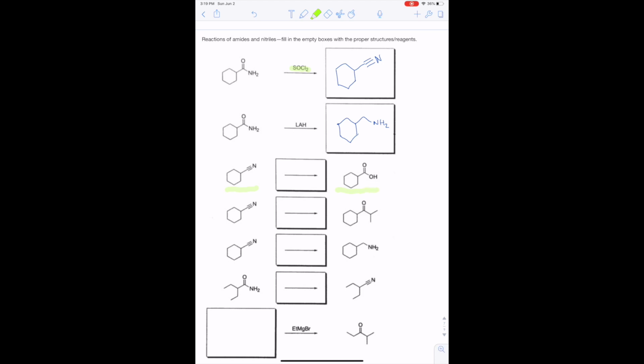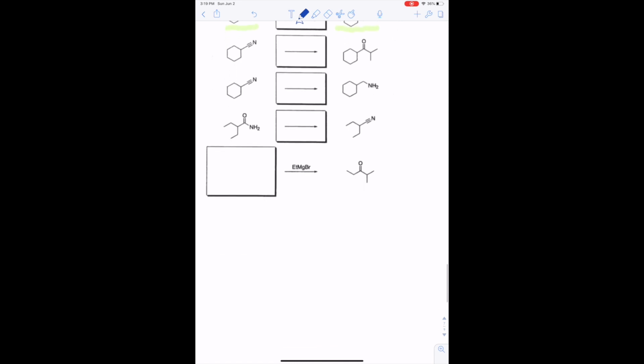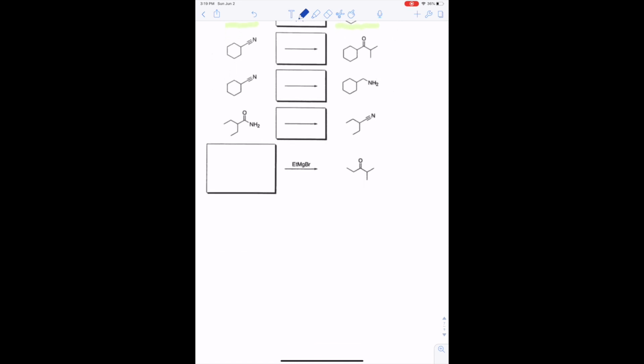In the third reaction, the nitrile will be transformed into a carboxylic acid using H3O plus and heat. In the fourth reaction, a Grignard reaction will be used to create a ketone. In the fifth reaction, LAH will be used to turn the nitrile into a primary amine.